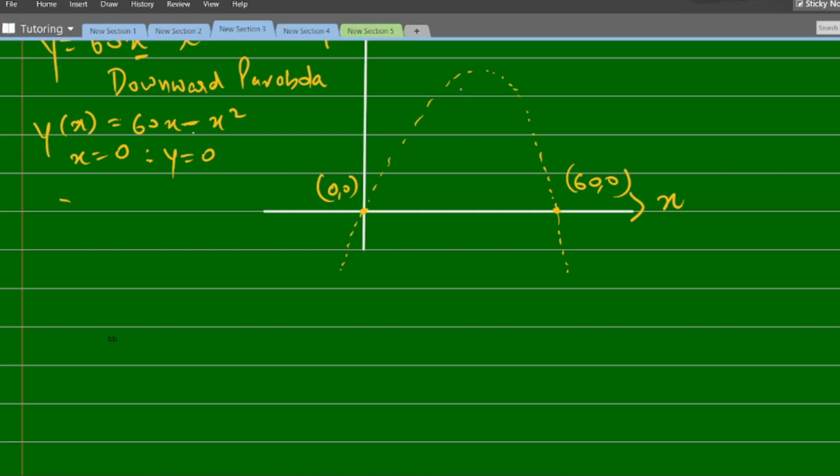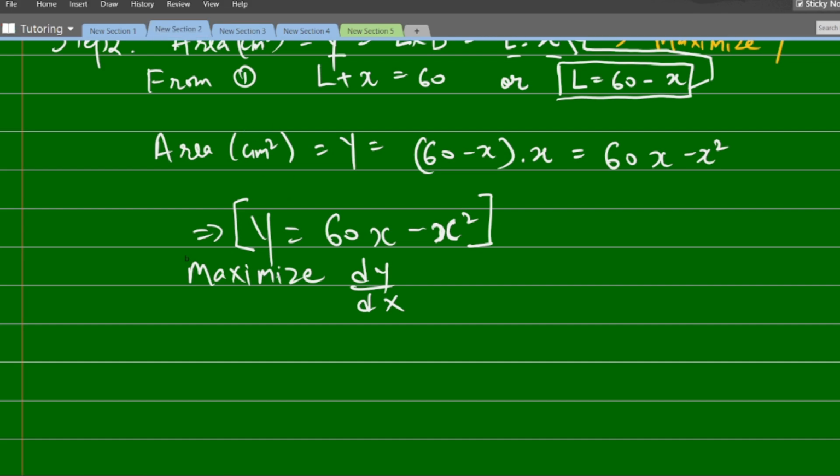Now, if you take a close look, this point, which is the vertex of the downward parabola, is the maximum point. This is what we are supposed to find. At what value of x will y be maximized? Okay, for this we are using calculus. Now let's go back. We are going to maximize using dy by dx.